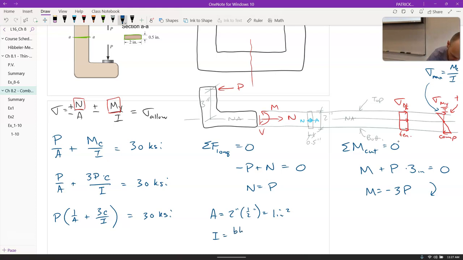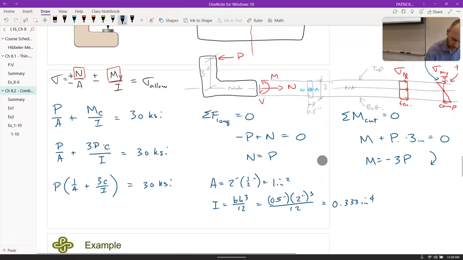My I is going to be BH cubed over 12. What's my B? 2 inch is my B. My H is going to be half inch, so 2 inch times half inch cubed over 12. So that is 0.333 inches to the fourth. And what is my C? One inch, right? That's going to be my C.